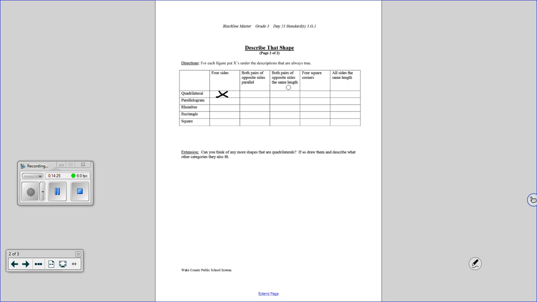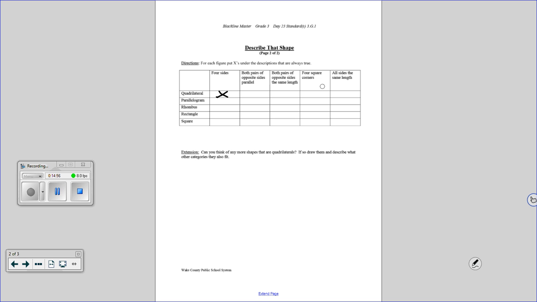Both sides are the same length. Do I have to have equal sides for a quadrilateral? Do all my sides have to be equal? No. I love that people are going back and looking to have this information. Do all my sides have to be equal in order for a shape to be called a quadrilateral? No. So I'm not going to put an X in that category.